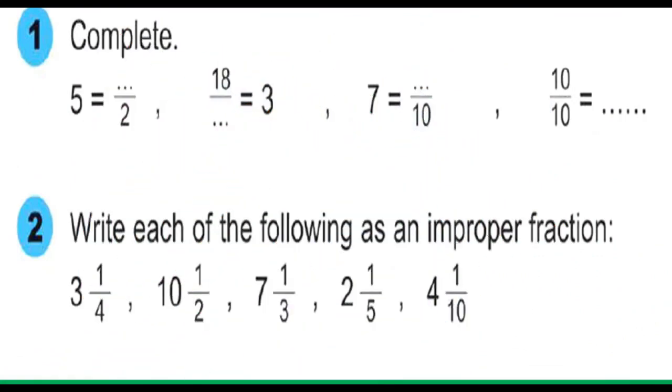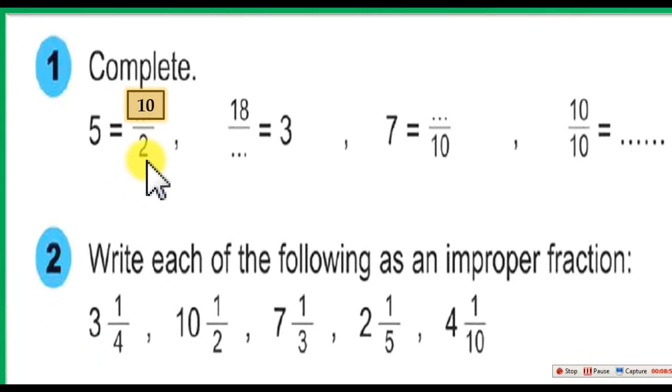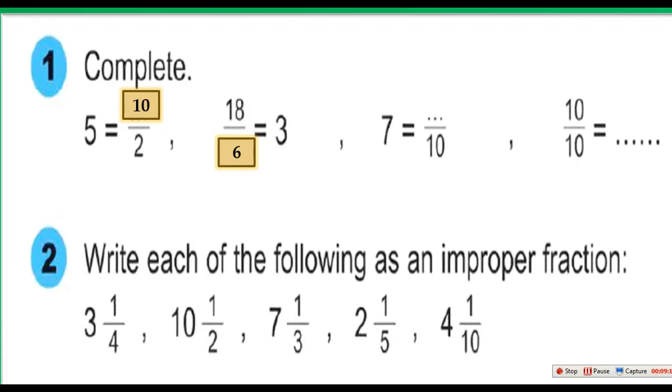Complete. 5 equals, who can tell me? Excellent, 10 over 2, because 2 times 5 equals 10. What about 18? 18 in the numerator and the whole number is 3. So divide 18 by 3. 18 divided by 3 equals 6. 18 over 6 equals 3. Excellent.